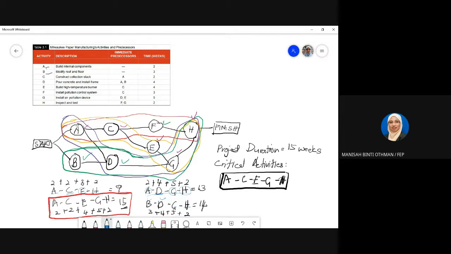It means that if you delay activity A, and you complete it in more than 2 weeks, 3 or 4 weeks, it will delay the whole project. A should complete in 2 weeks, but you complete it in 3 weeks. So there is a very high possibility that your project cannot complete within 15 weeks. It will complete in 16 weeks or more.